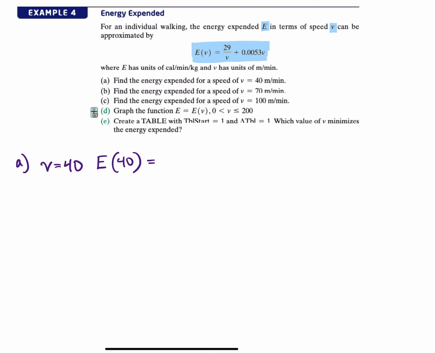Okay, simple enough. We just need to plug it into our formula: 29 over 40 plus 0.0053 times 40. Just plugging it in for each v in the equation. So if you plug this into a calculator, you should get, rounding to 2 decimal places, 0.94. And this output is in calories per minute per kilogram.